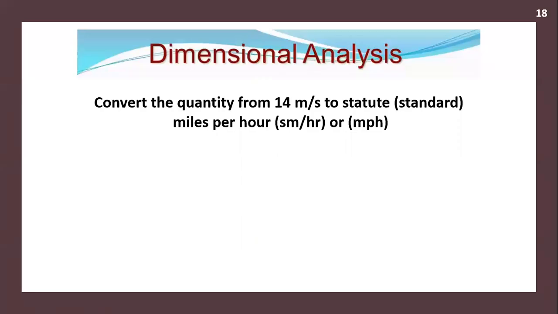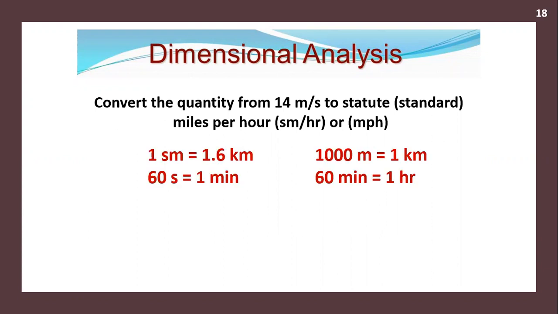Finally, we will discuss unit conversion, or what's known as dimensional analysis. This involves the mathematical conversion of units to their equivalents. For example, convert the quantity of 14 meters per second to statute or standard miles per hour. To begin, you'll need to know the correct unit ratios to convert your units. Throughout this course, your lab TA will provide all necessary unit conversions. In this example, we use the following unit conversions.